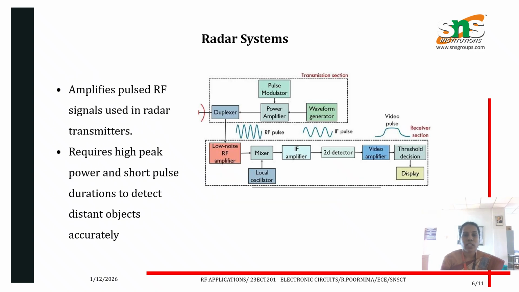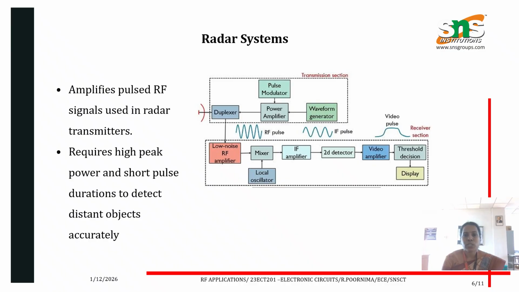And next is the radar system. In this, power amplifiers are used to amplify the pulsed RF signals used in radar transmitters, since it requires high peak power and short pulse duration in order to detect distant objects accurately. So target detection is achieved by using the high peak power. The signal should be amplified before transmitting.